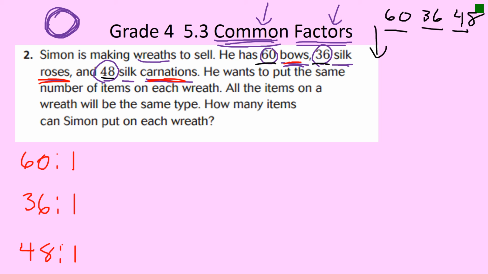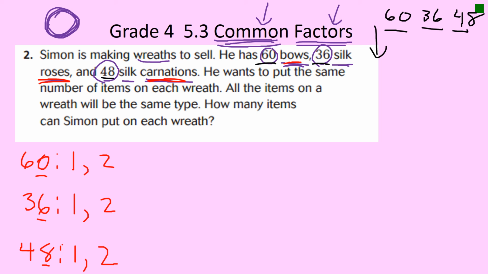Okay? So as I'm thinking divisibility rules here to start. These are all 3 even numbers, right? 0, 6, 8 in the ones place. A number is even when it has 0, 2, 4, 6, 8 in the ones place. So I know that 2 is going to be another possibility. So Simon can put 2 bows, or 2 silk roses on a wreath, or 2 silk carnations on a wreath.